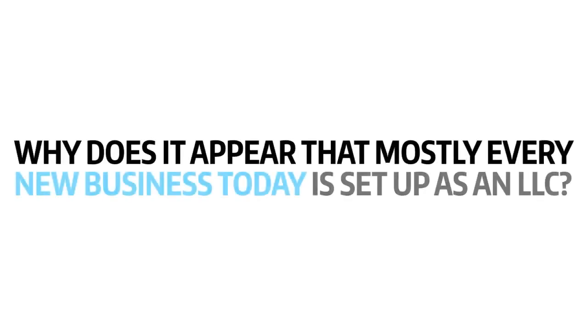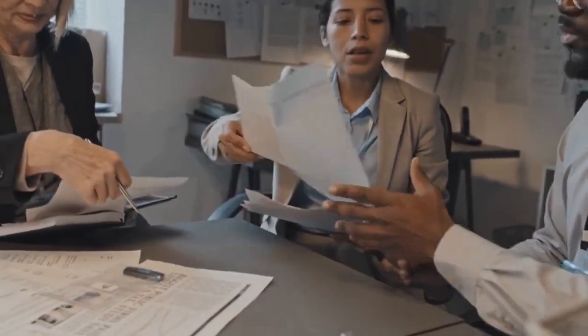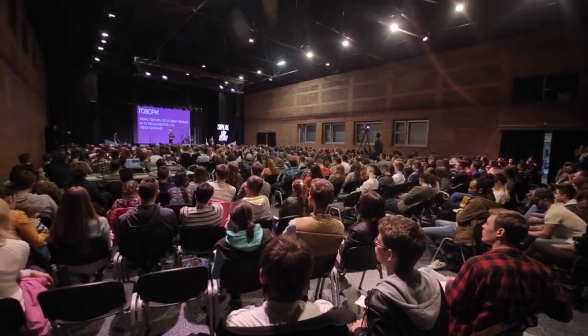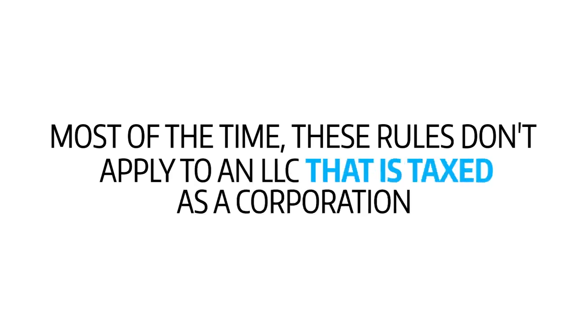To put it another way, why does it appear that mostly every new business today is set up as an LLC? Compared to sole proprietorships, the framework of an LLC actually protects the owner's personal assets from lawsuits brought against the company. The LL in LLC stands for limited liability, which tells everyone that the holder is not solely accountable for assertions. Overall, an LLC framework is easier to manage than a straight S or C corporation. For instance, actual corporations usually have to hold annual conferences and keep minutes of those conferences. Most of the time, these rules don't apply to an LLC that is taxed as a corporation.